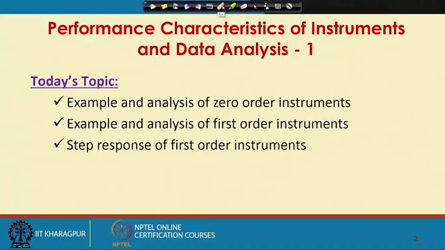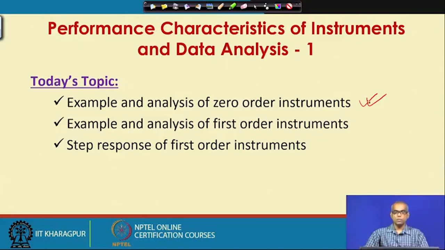So, in this lecture, we will take examples of zero order instrument and first order instrument, and we will also briefly talk about the step response of first order instrument. So, today's topic is example and analysis of zero order instrument, example and analysis of first order instruments, and the step response of first order instruments.